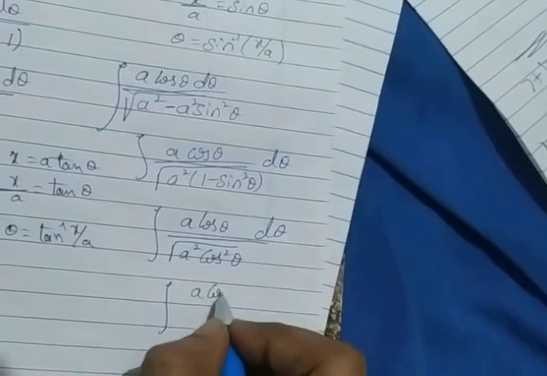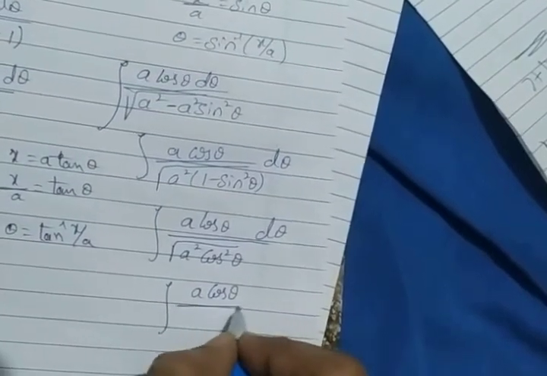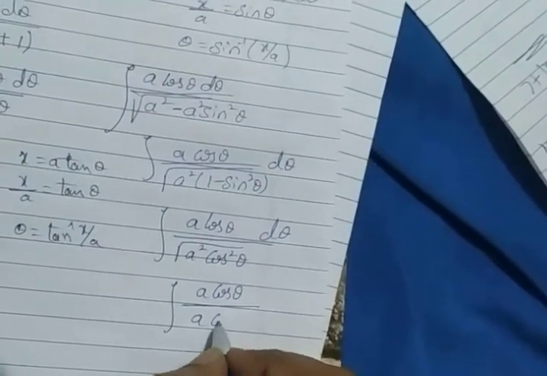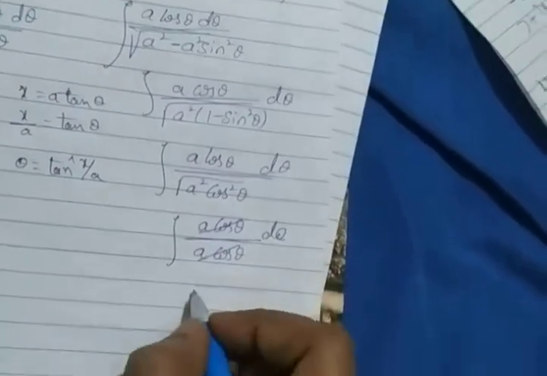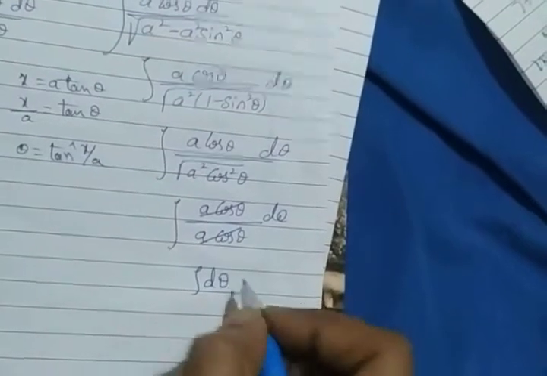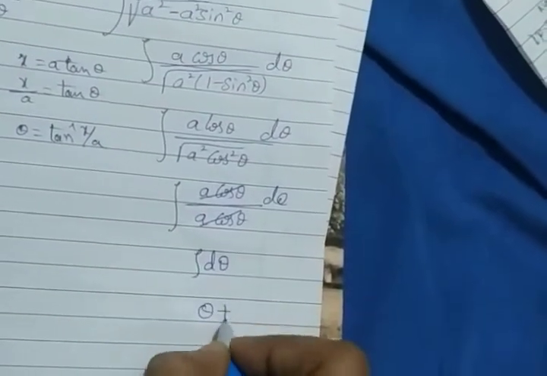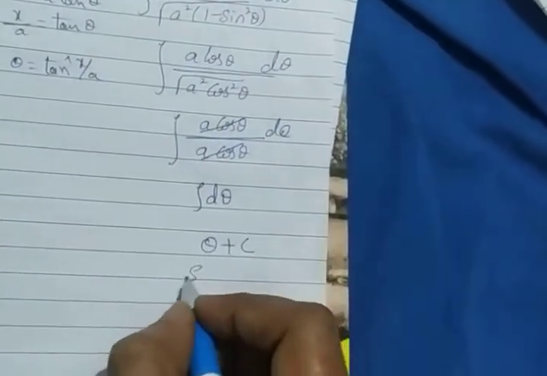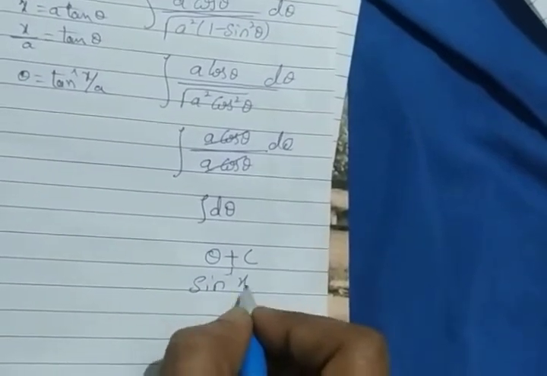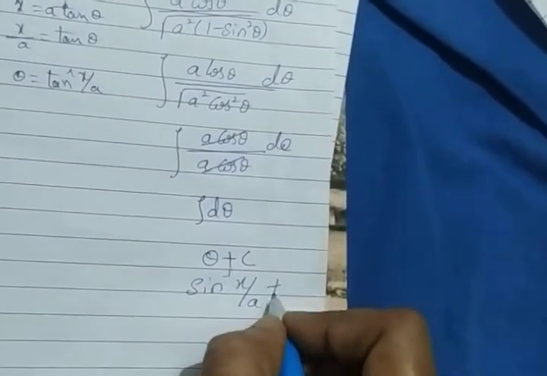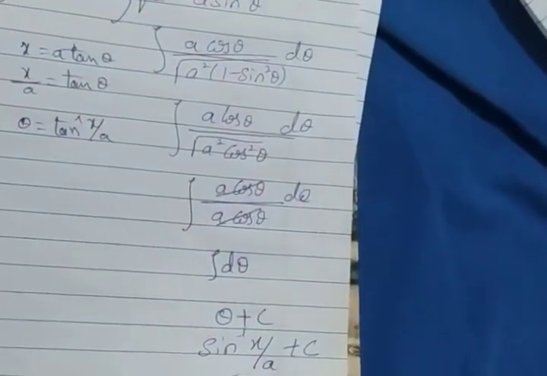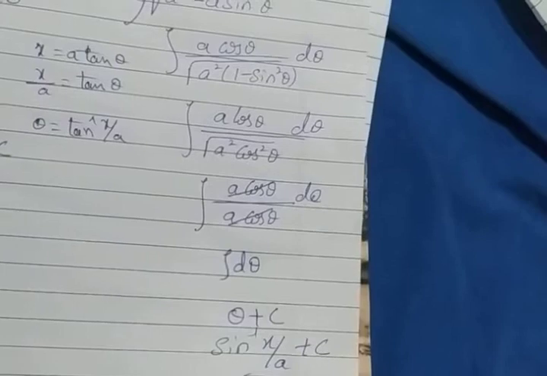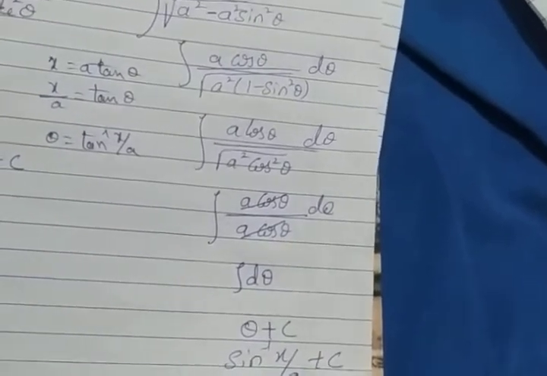Integral of a cos theta divided by a cos theta d theta, which gets cancelled. Integral of d theta, theta plus c. What is theta? Theta is nothing but sine inverse of x by a. So the answer is sine inverse of x by a plus c. Next one.